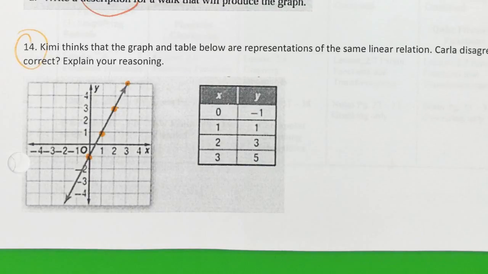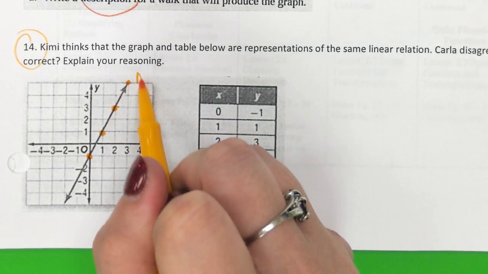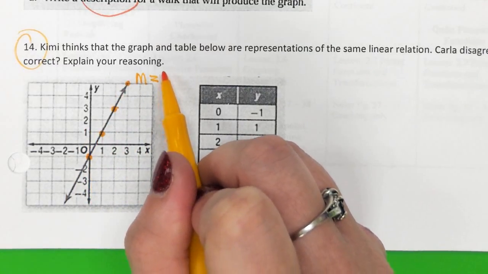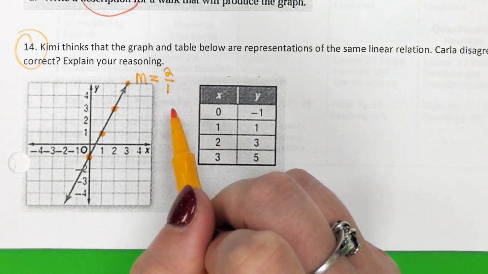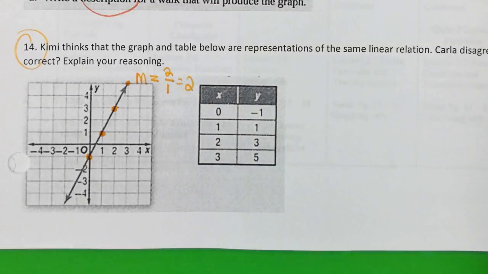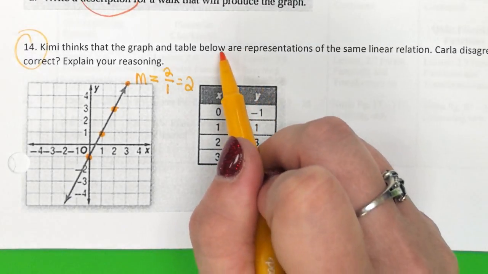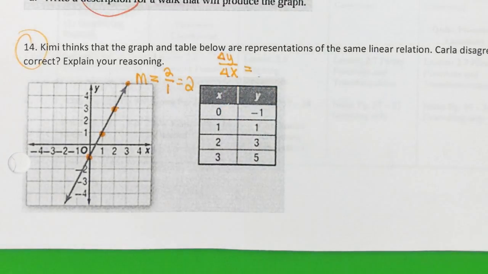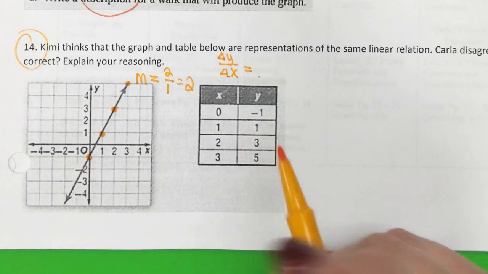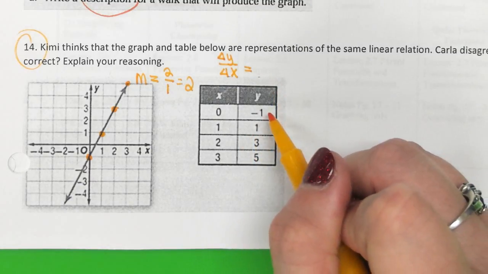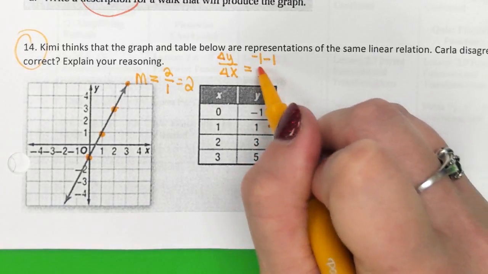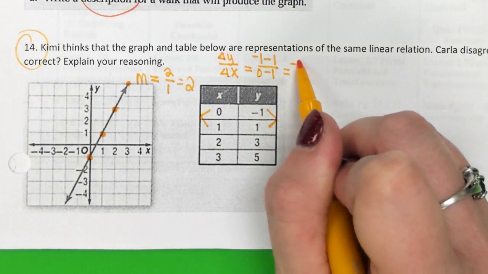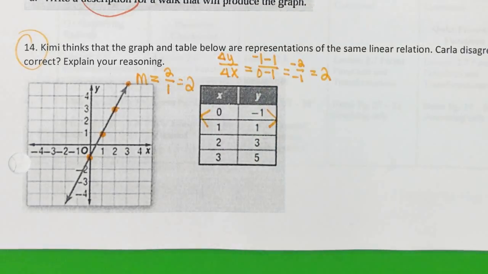You could ask for the rate of change. What's the rate of change here? Down 2 over 1. Don't say over. Okay, it's up 2 and right 1, which is 2, right? How do I find the rate of change on a table? What's change mean? Add, subtract, multiply, or divide? Subtract. So you subtract these two: -1 minus 1, and then 0 minus 1, which is still 2, right?